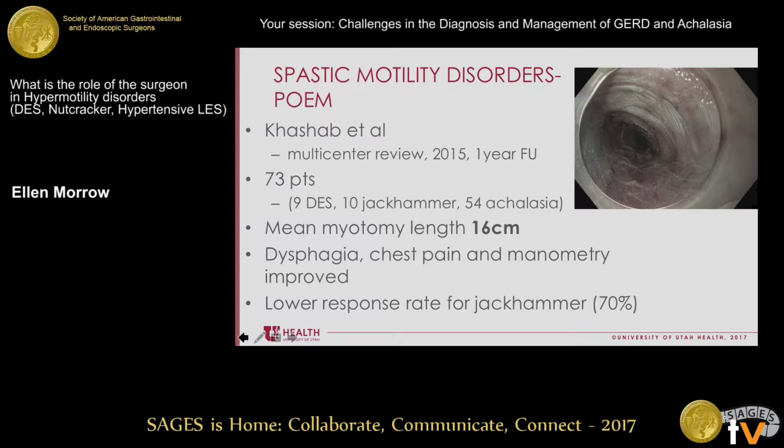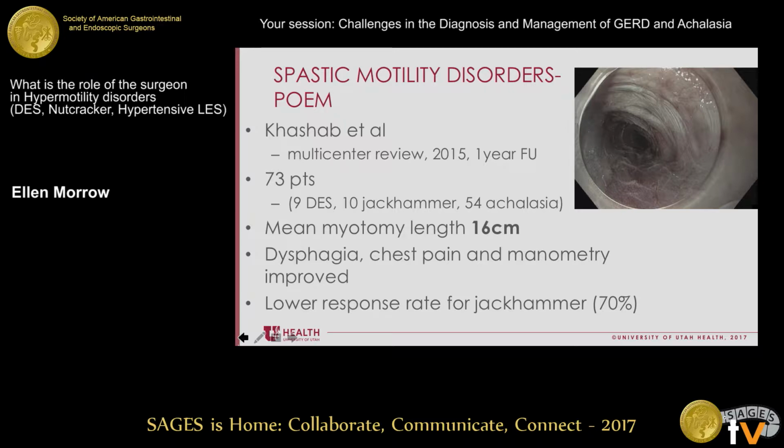So the first is a multi-center review that was published in 2015, and they had 1-year follow-up in this study. They looked at 73 patients. 9 of them had DES, 10 had jackhammer, and 54 of them had type 3 or spastic achalasia. And Dr. Aoyang is going to be back up talking about achalasia again, so I won't spend too much time on that. But a lot of these studies include type 3 achalasia as one of the hypermotility disorders that they're looking at. Their mean myotomy length was 16 centimeters, so quite a bit longer than you would normally get with a Heller.